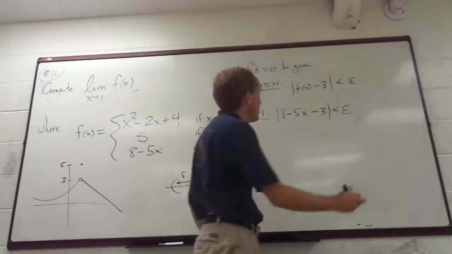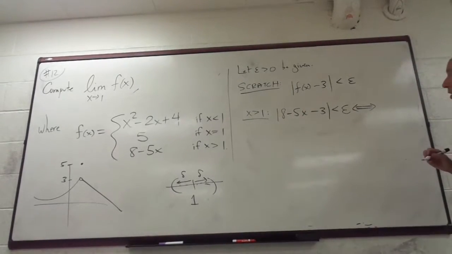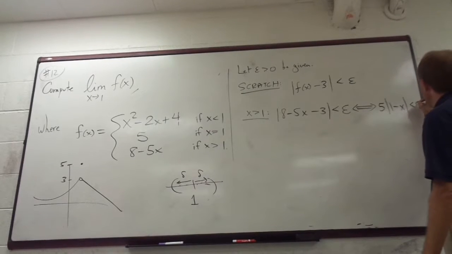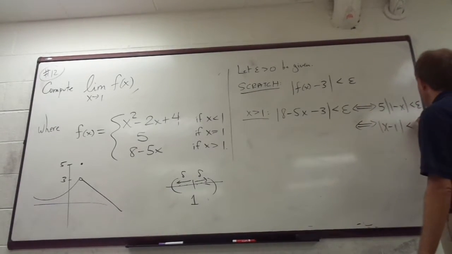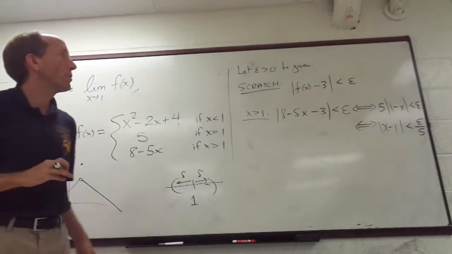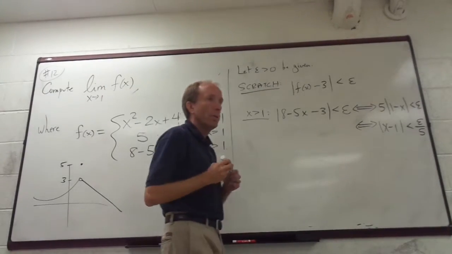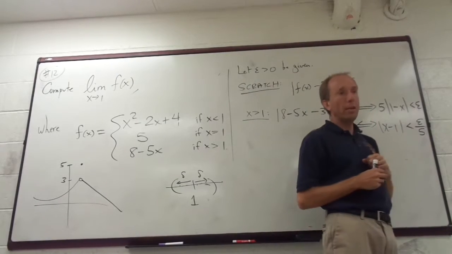Okay, which is just 8 minus 3 is 5. I can take the 5 out. I guess 5 times the absolute value of 1 minus x less than epsilon. And so this is if and only if the absolute value of x minus 1 is less than epsilon over 5. So in other words, if you only were looking at x greater than 1, you could use that delta.